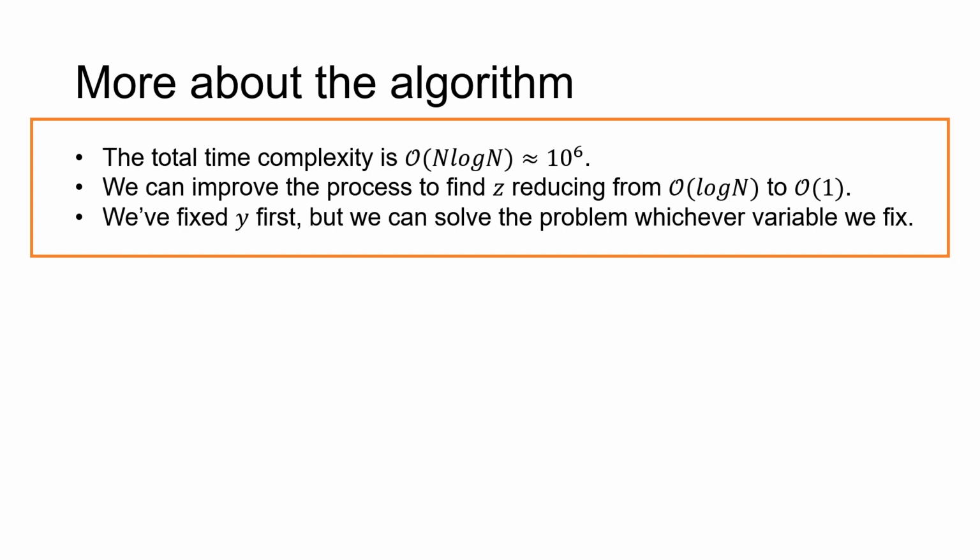Here are some comments. First, the total time complexity of the algorithm is n times log of n because we iterate y from 0 to at most n and bisect on a list with a size of n. It is about 10 to the 6th and it's acceptable. Second, we can find the best z without using bisect, and we reduce the order of the time from log of n to 1. Try to improve it if you are willing.